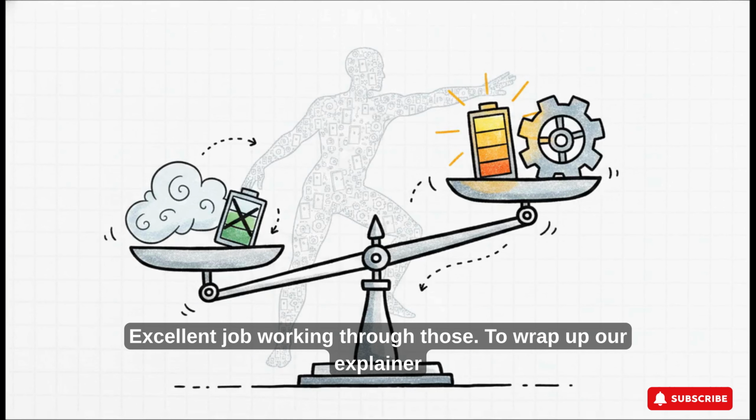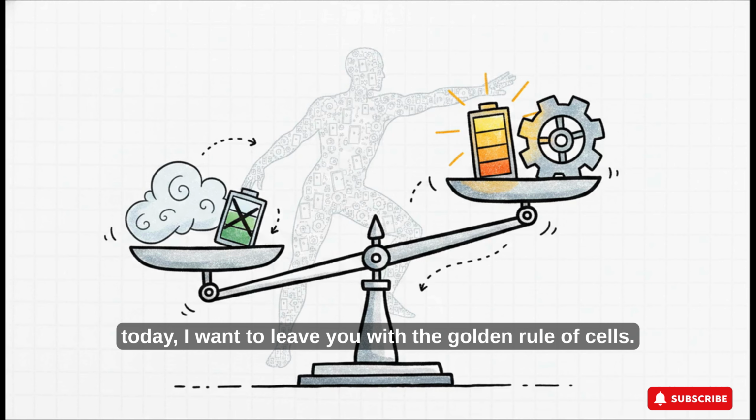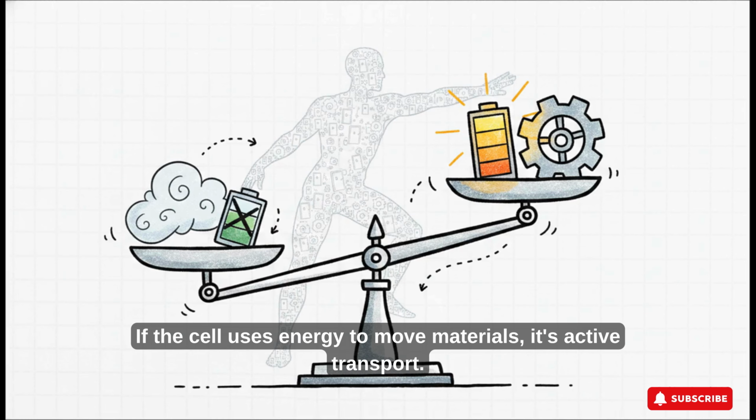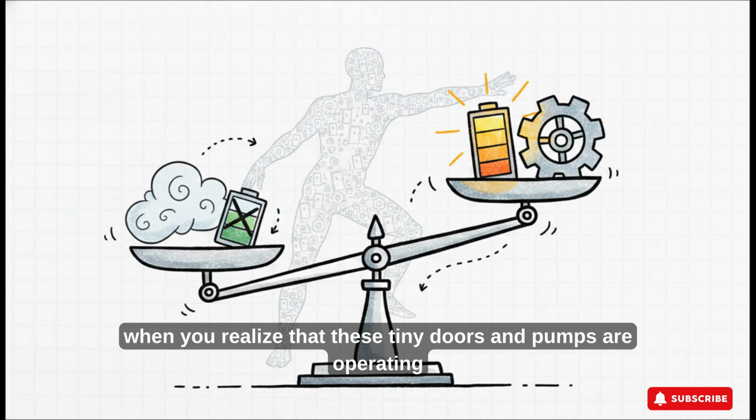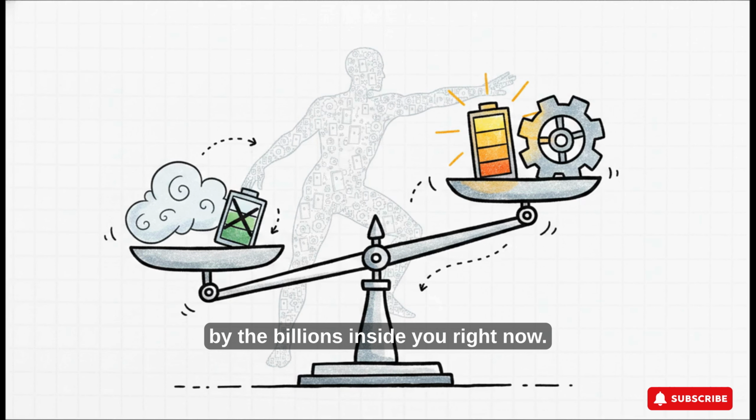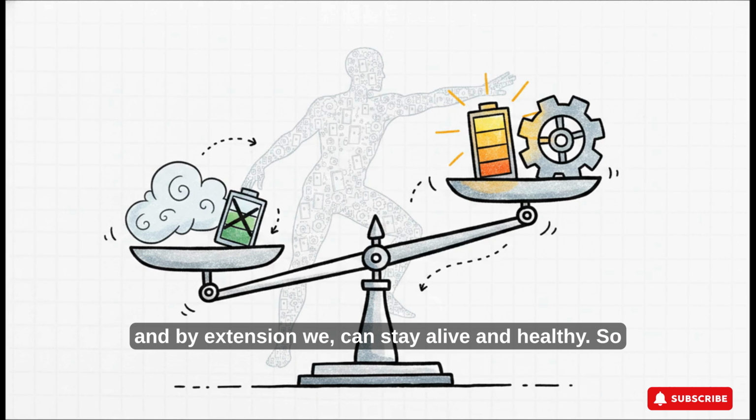To wrap up our explainer today, I want to leave you with the golden rule of cells. If the cell does not use energy, it's passive transport. If the cell uses energy to move materials, it's active transport. Understanding these invisible mechanisms is just absolutely mind-blowing when you realize that these tiny doors and pumps are operating by the billions inside you right now. It's the only reason our cells, and by extension we, can stay alive and healthy.